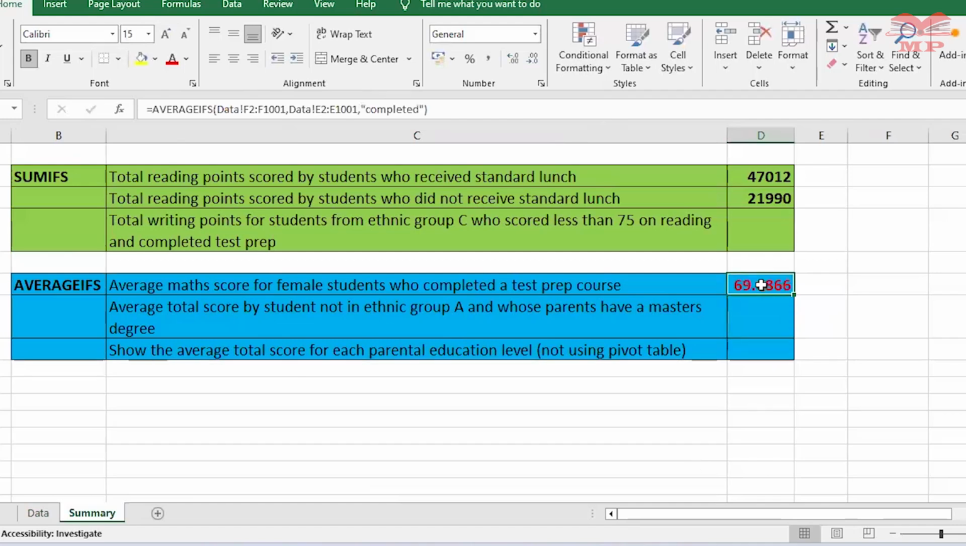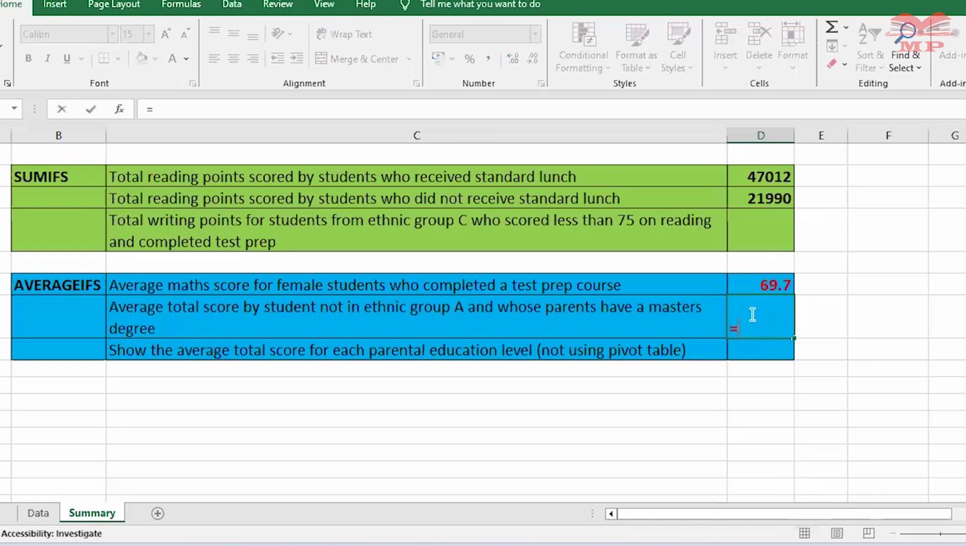All right, so then of course we said you can reduce the decimals and increase them using this. Then let me see, average score by student not in ethnic group A and whose parents have a master's degree. So in all other ethnic groups except for A, and whose parents have a master's degree. Let's see how that will look like.